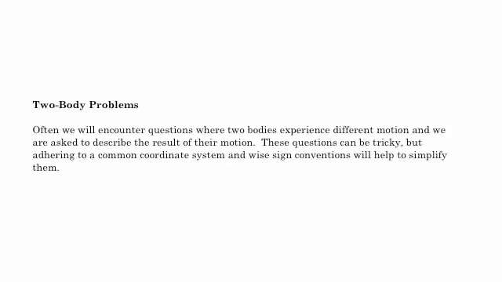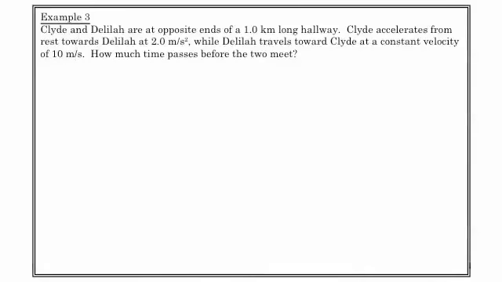But there's certain things that we can do to simplify our task. One of them is to adhere to a common coordinate system for both bodies. So we're going to lay down a coordinate system and then stick with it for body A and for body B. And with that coordinate system, we have to use the proper sign conventions. And that should help us through. And so there's a couple of examples here.